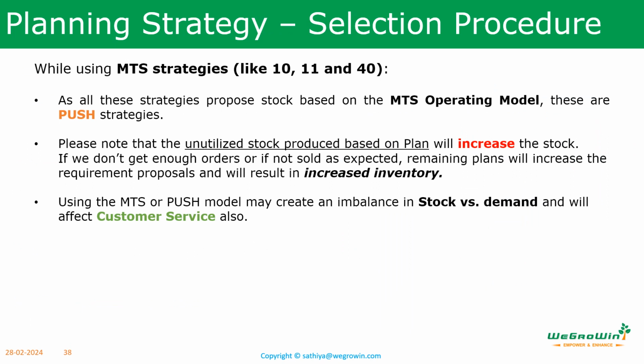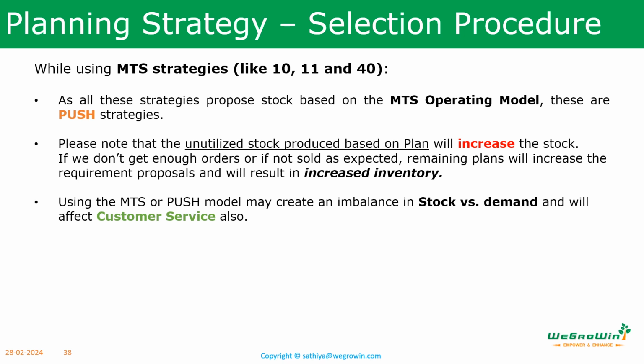While using make to stock strategies like 10, 11 and 40, they are proposing the stocks based on the make to stock model, which is a push strategy. When you are using this push strategy, there is a possibility of accumulation of inventory, and there is a possibility of stock out. If we don't forecast properly and suddenly some demand increases, then we may end up with no stock, and that will affect customer service. And if we sell less, then we'll end up with more inventory. So we have to be very careful with this model.